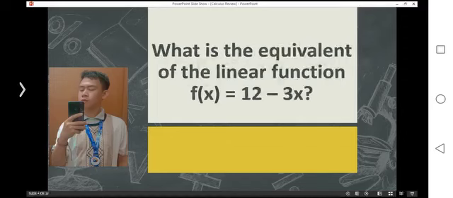Next, what is the equivalent of the linear function f of x is equal to 12 minus 3x? Here it has a common monomial factor of 3. So 12 minus 3x is also the same as 3 times 4 minus x. Therefore, the correct answer is f of x is equal to 4 minus x. They are equivalent since they have the same zero, which is 4.